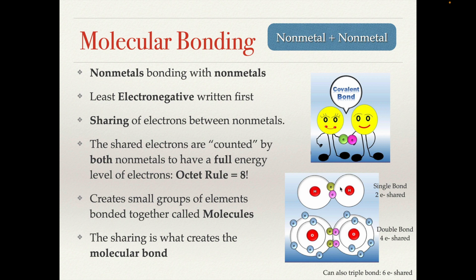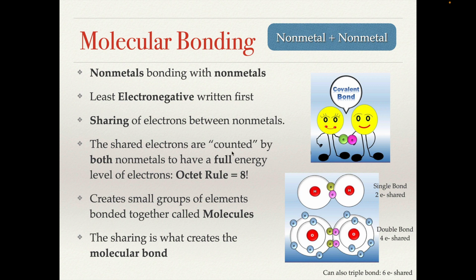For example, if this hydrogen has one electron to share, and this hydrogen has one electron to share, because they're sharing them, both hydrogens are going to assume that they have two electrons, so that they have a stable configuration. The sharing of two electrons is considered a single bond.